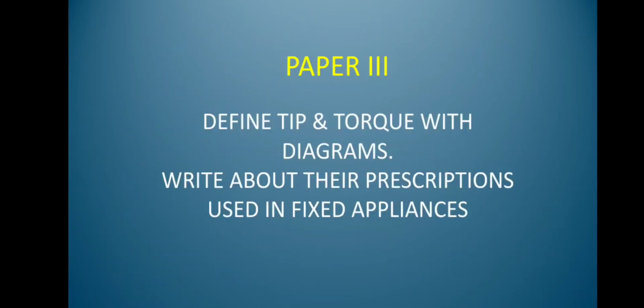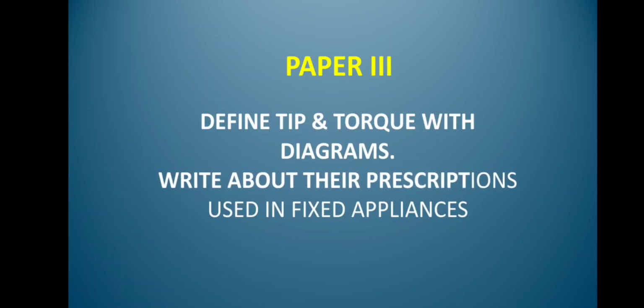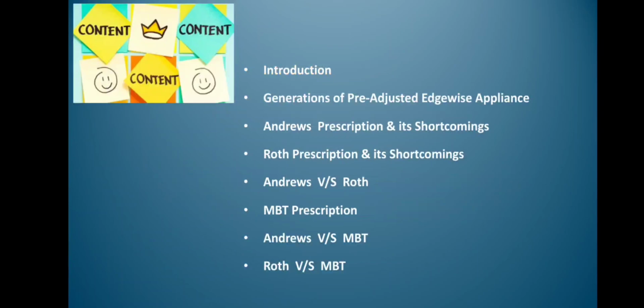And the reason why we choose this topic is as it is one of the important question in paper 3. And it is asked as define tip and torque with diagrams, write about their prescriptions used in fixed appliances. And before ending up, I just want to summarize the topic by adding contents to it. And this plays a major role in your exams. Before starting any answer, you need to write the contents so the examiner will have the clear outline of the answer, which helps to gain more marks.